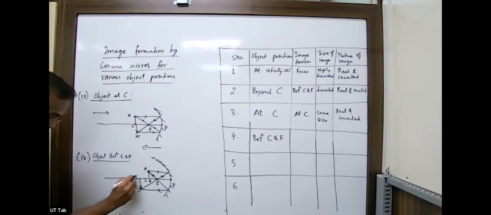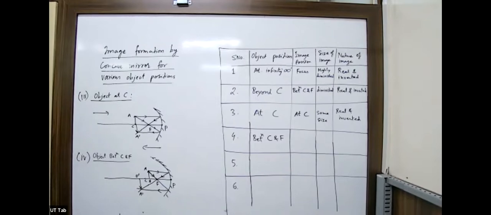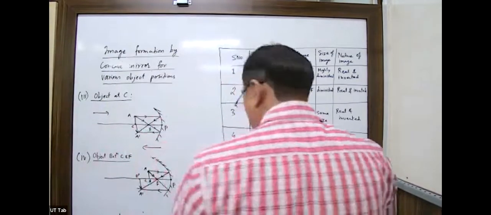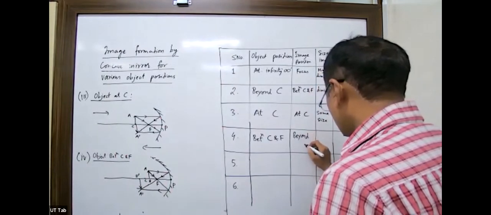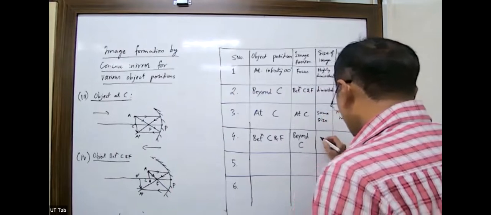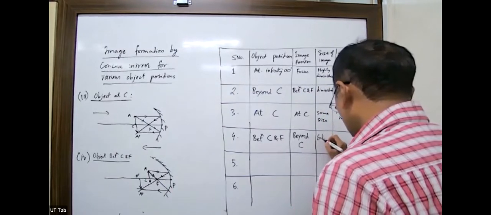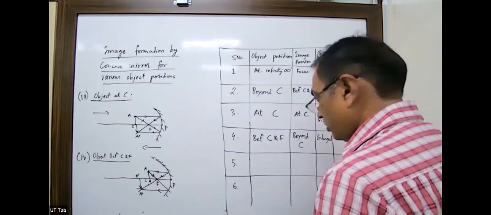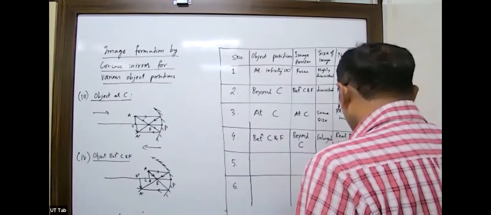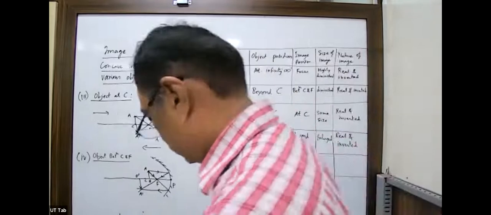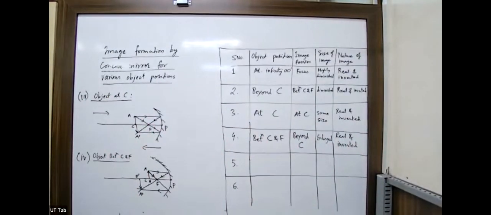And where is our image? A dash, B dash. Where is the image found? Beyond C. So it is enlarged, real. I hope there is no difficulty.